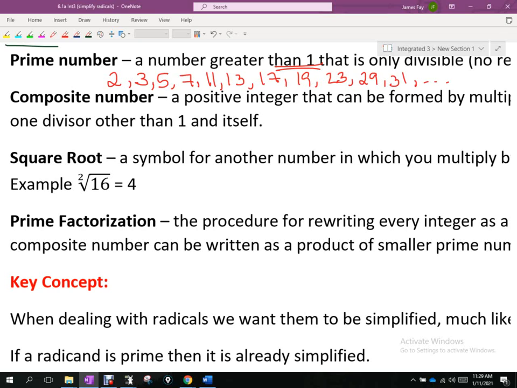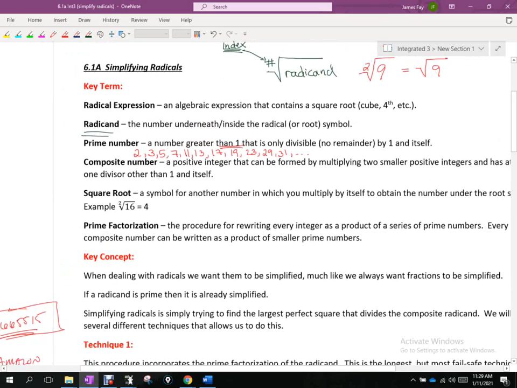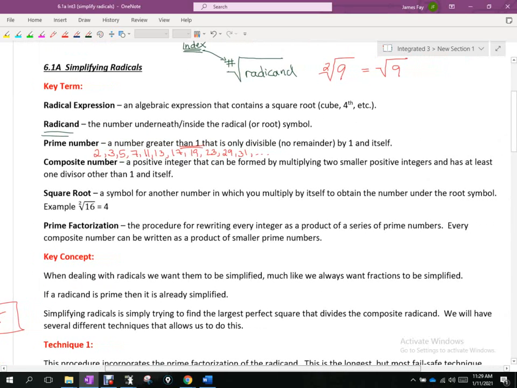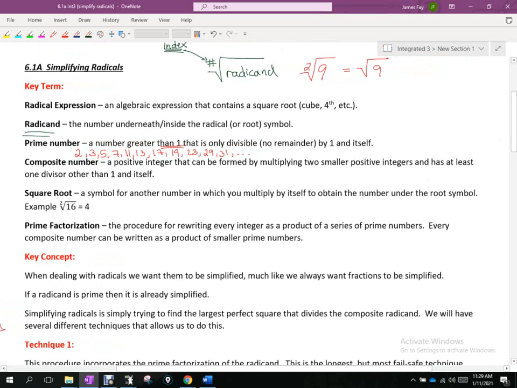Okay. Prime factorization. Prime factorization is the procedure for rewriting every integer as a product of a series of prime numbers. It says every composite number can be written as a product of smaller prime numbers. So no matter what number you give me, we should be able to multiply a set of prime numbers to generate that. Okay? And that is going to allow us to do exactly what we need to do when we want to simplify radicals.